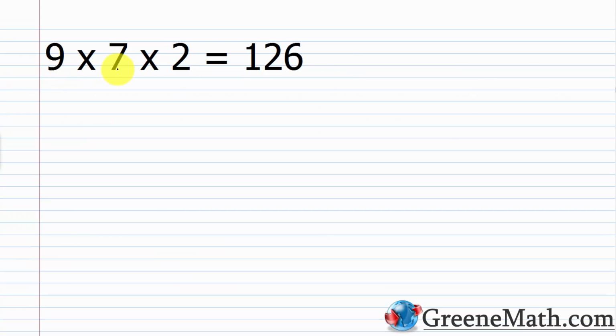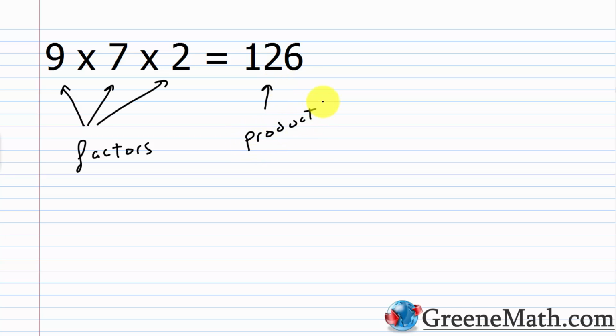Okay, now we have 9 times 7 times 2 equals 126. So these three numbers here are the factors for this problem. 9, 7, and 2, that's what we're multiplying together. And then 126 is the result of the multiplication, so this is the product.